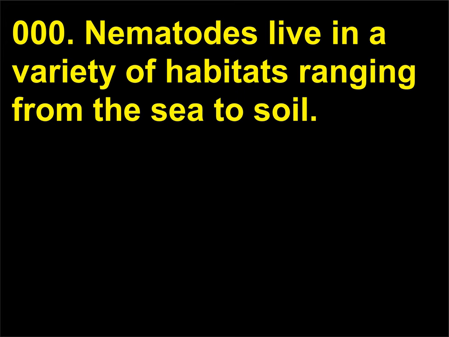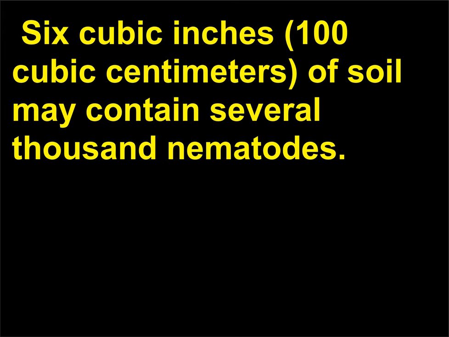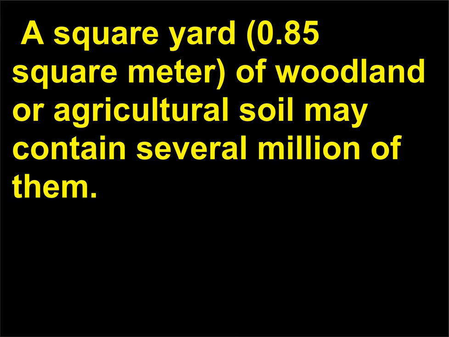6 cubic inches, 100 cubic centimeters, of soil may contain several thousand nematodes. A square yard, 0.85 square meter, of woodland or agricultural soil may contain several million of them. Good topsoil may contain billions of nematodes per acre.